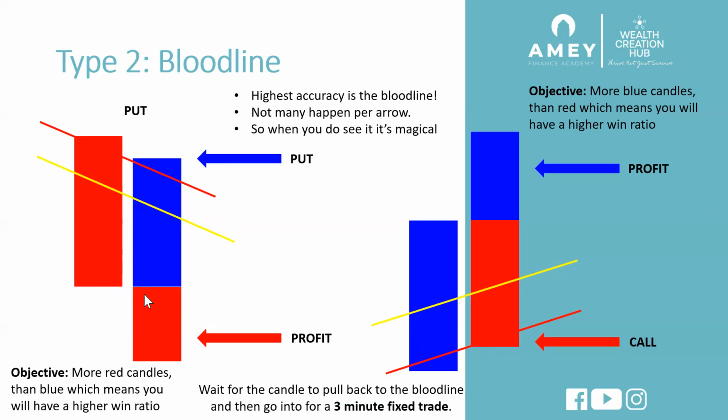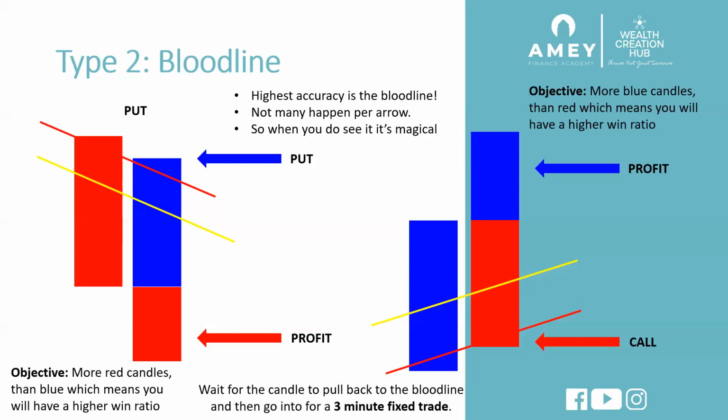What will happen is you're waiting for that pullback to the red line. Okay. So what happens with most trades is they pull back. It's high accuracy with the bloodline, but it doesn't happen most of the time, but they do pull back. So trades do pull back, and we're waiting for it. When it pulls back to the line, to the candle here, you will enter the trade.